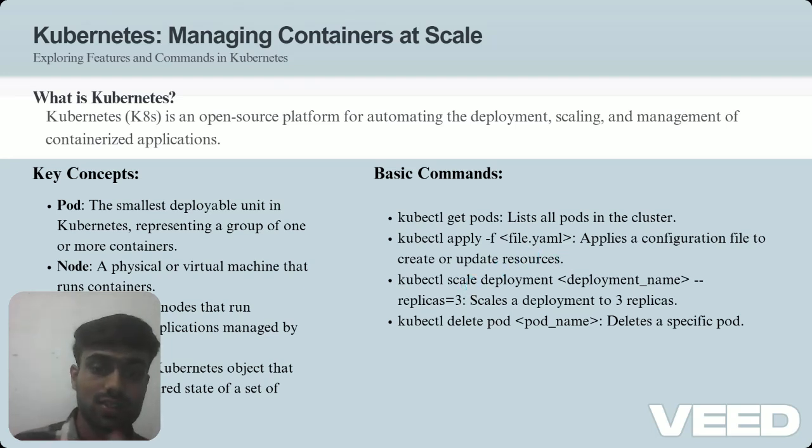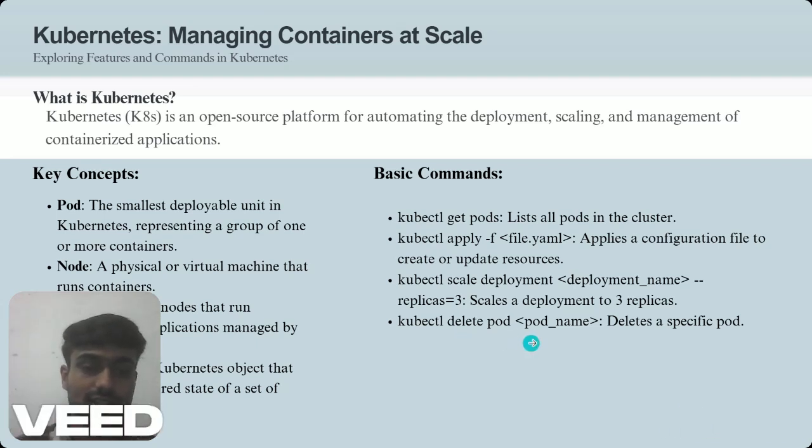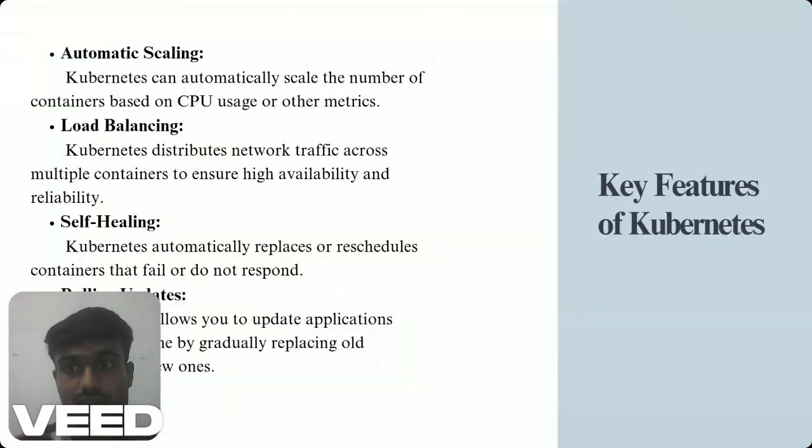Here we can define the number. As we can see here, we have mentioned three, so it scales the deployment to three replicas. Then there is the command delete, which deletes a specific pod. Here we can specify the name of the pod. So these were some of the basic commands in Kubernetes.